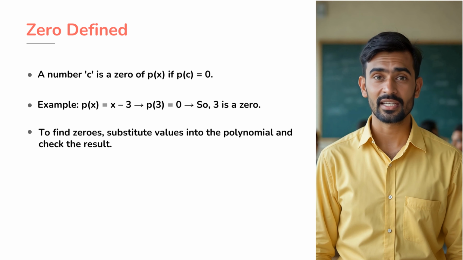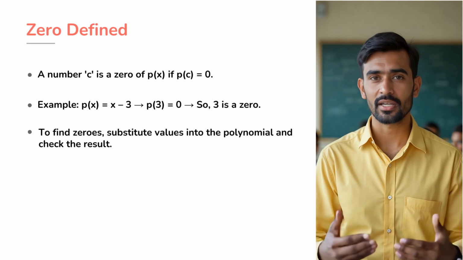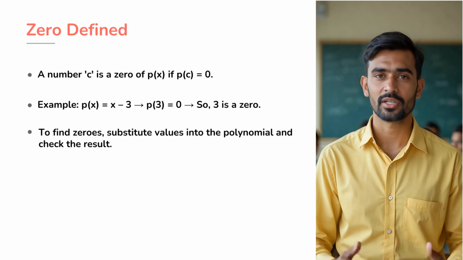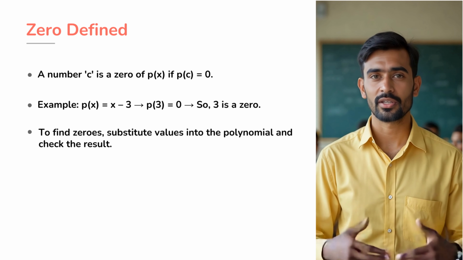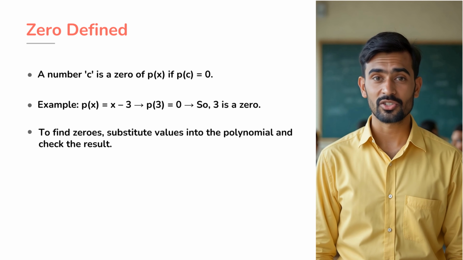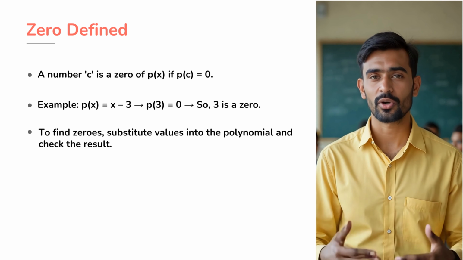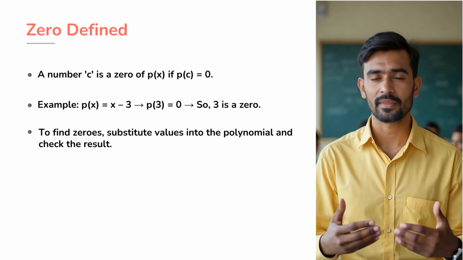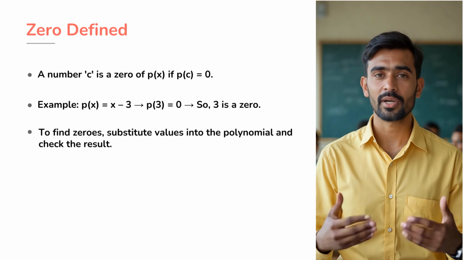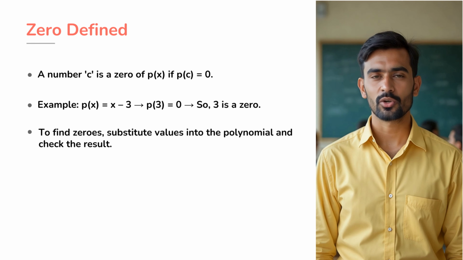So, what exactly is a zero of a polynomial? A zero is a number that makes the whole polynomial equal to zero. In other words, if you plug a value into the polynomial and the result is zero, that value is called a zero or a root. Let's try an example. Suppose p(x) = x - 3. Now, substitute x = 3: p(3) = 3 - 3 = 0. That means 3 is a zero of this polynomial. It's really that simple. Input a number, check if the output is 0.